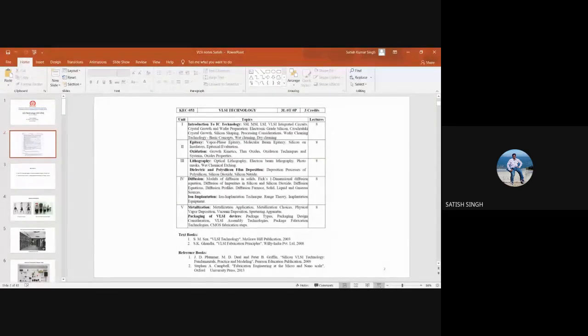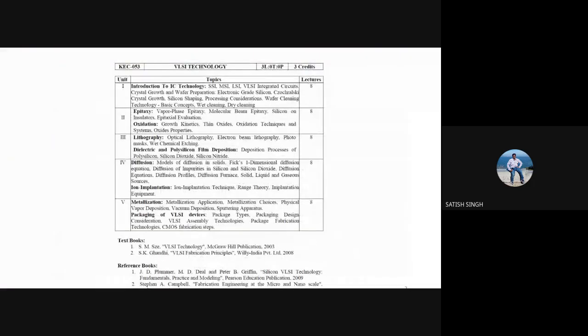Before that, I told you about the books that we can follow for this subject. You can see here, we can follow the textbook SMZ, VLSI Technology by McGraw-Hill publication. Then we can also have the JD Plummer book. I told you last time that the JD Plummer book is a very important book in the VLSI technology context, because other books will give you information, but more detailed information you will find in JD Plummer's book.